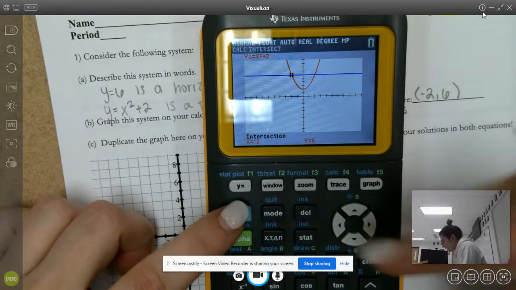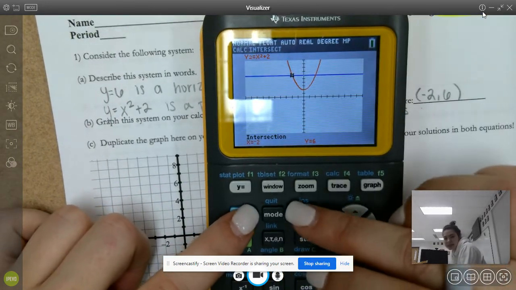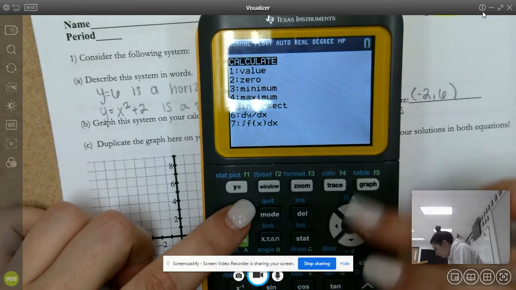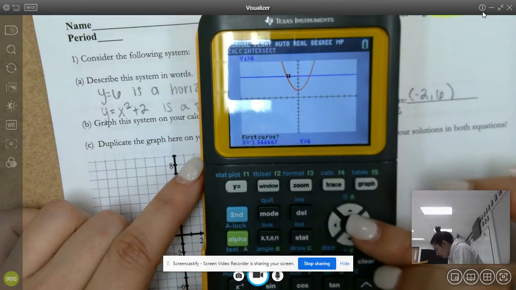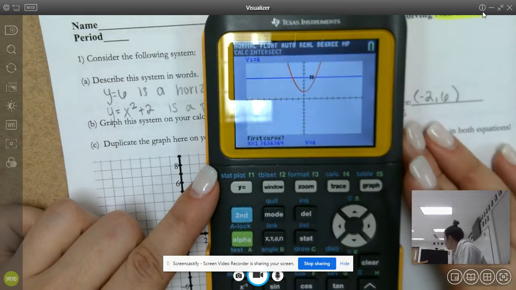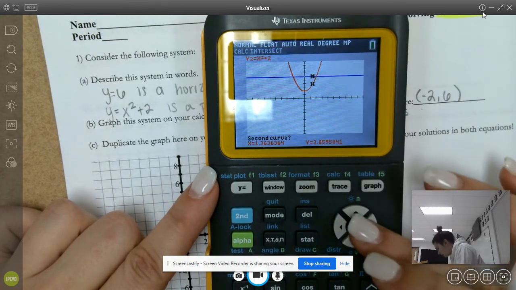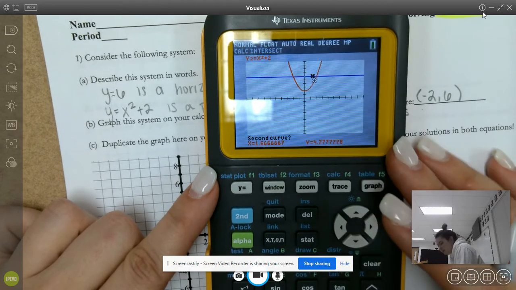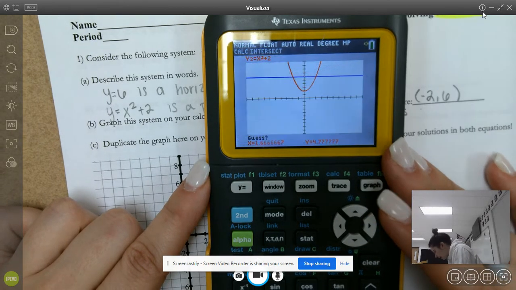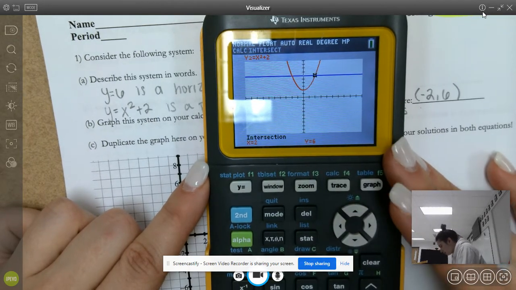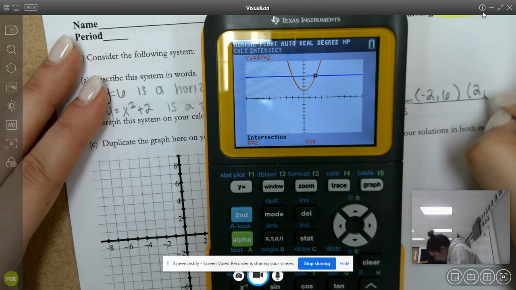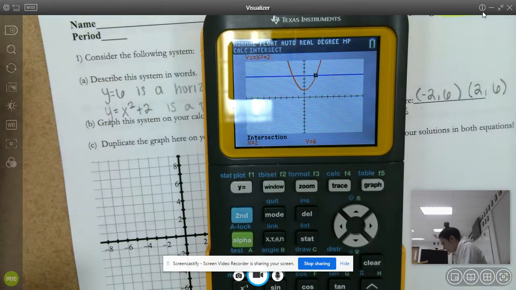Now we're going to go ahead and do that again for the second point. So we're going to hit second trace. We're going to go all the way down to intersect. We're going to move our butterfly cursor over to the other side to hover around that intersection point. Hit enter. Move the butterfly cursor for the quadratic over just a little bit. Hit enter again. And then hit enter for the third time. And our second point of intersection is 2, 6.